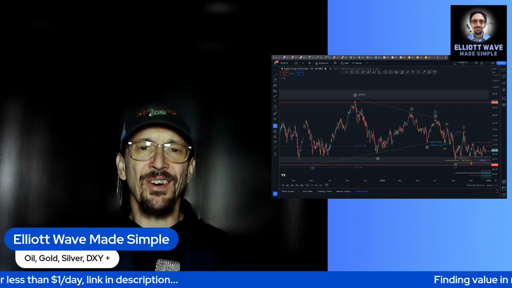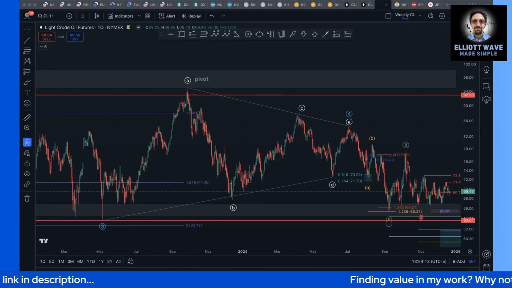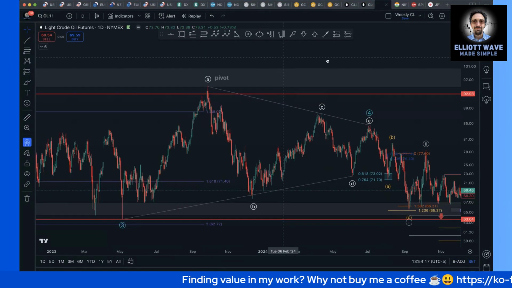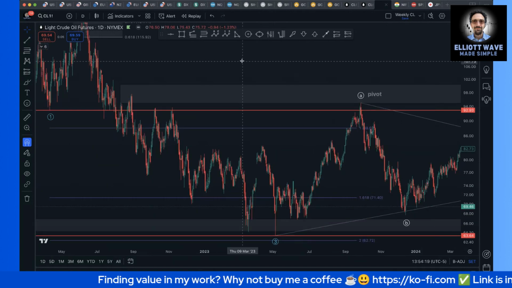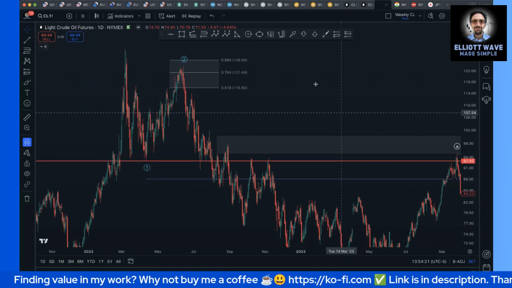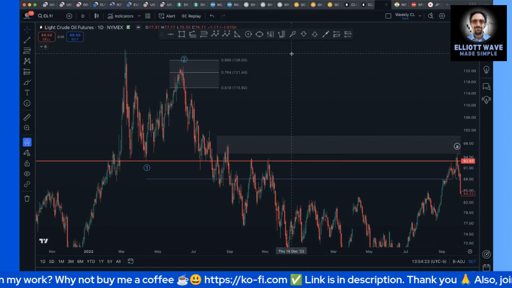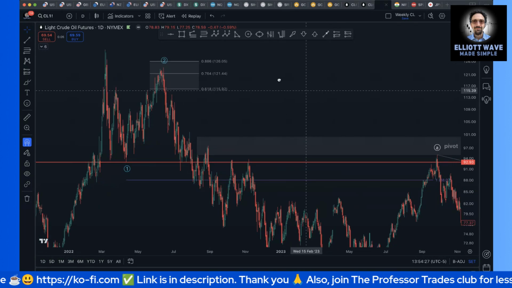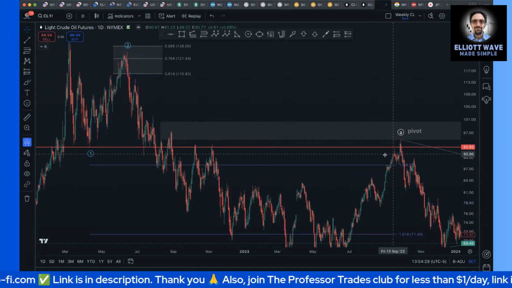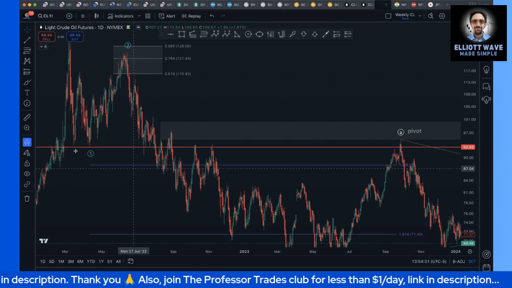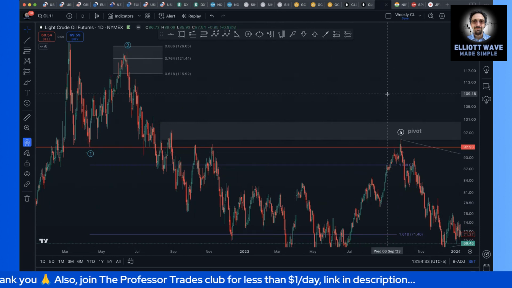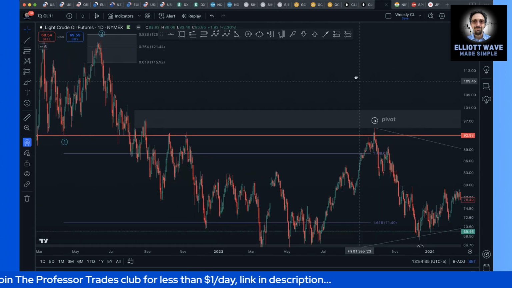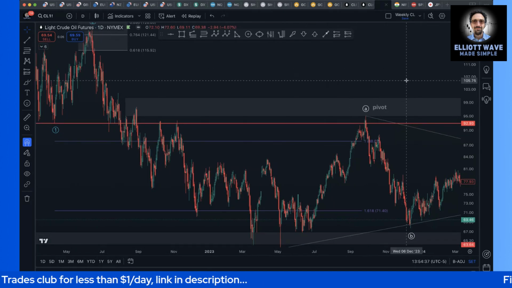All right, let's start with the crude oil chart, looking at a daily chart because I want to give you the broader context. I'm going to breeze through this. Just as a reminder, after that COVID low, we came flying up and got this high at $130 a barrel. And then we got an impulsive move down, but it is overlapping with wave one. So this is very likely a large diagonal as we search for a bottom.